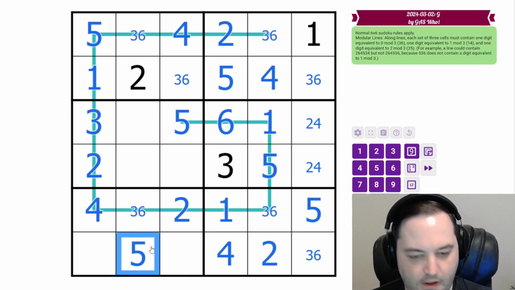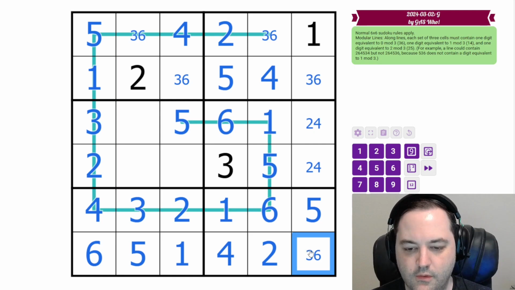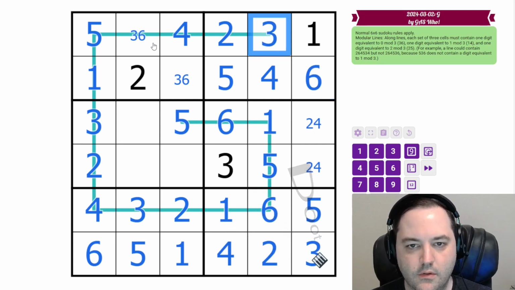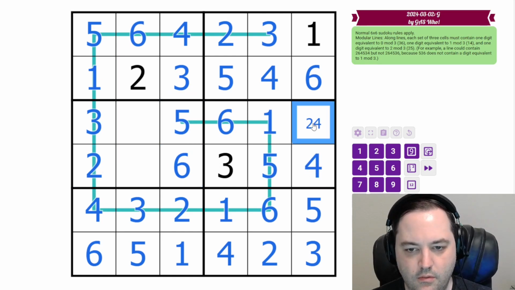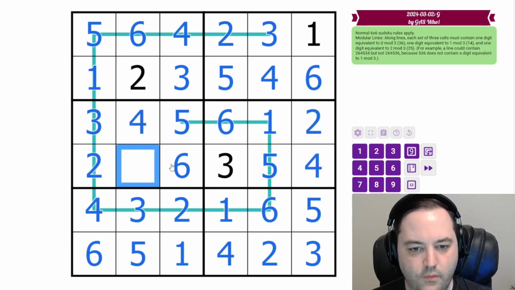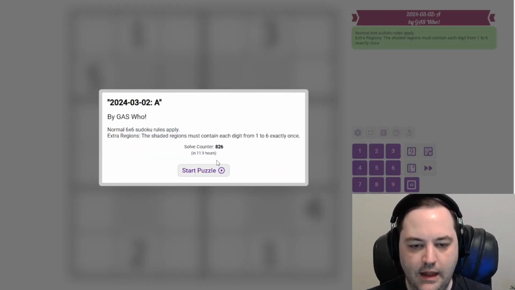We still need a 5 in this row. We have a 6 here, and we still need a 1. And now this 6 is going to resolve all of our 6s. Resolve all of those. This is also 6. The 2 here resolves 4 and 2. 4, and that is how you solve the G puzzle. So now we'll go to A.